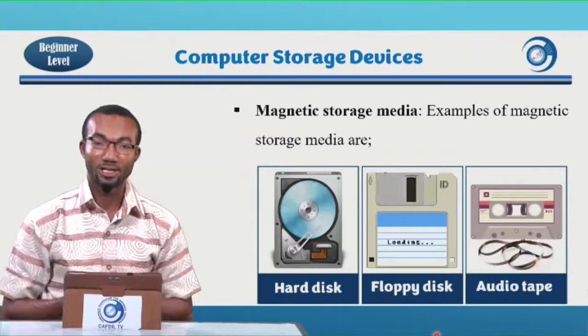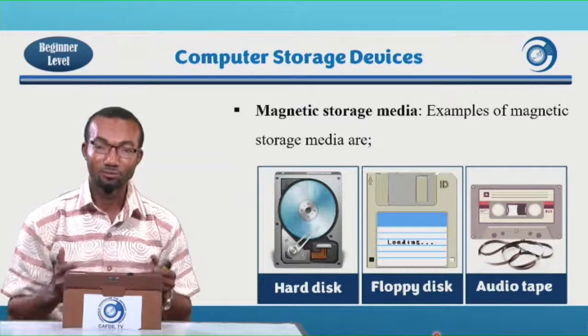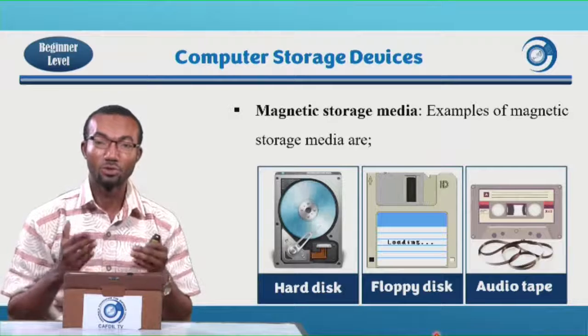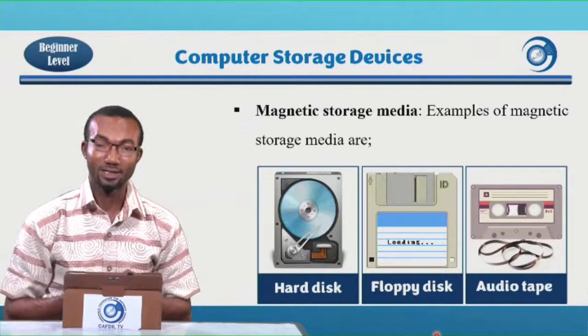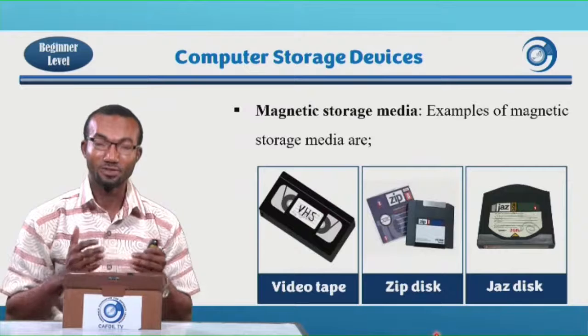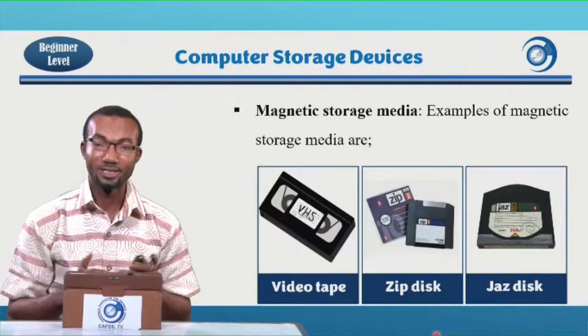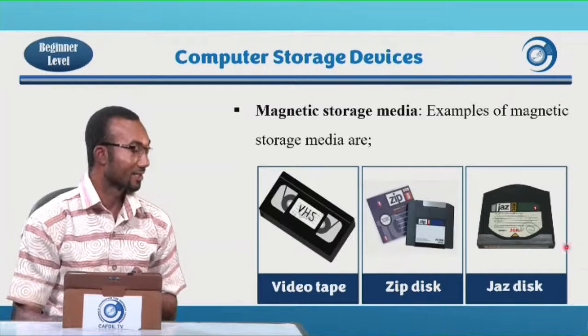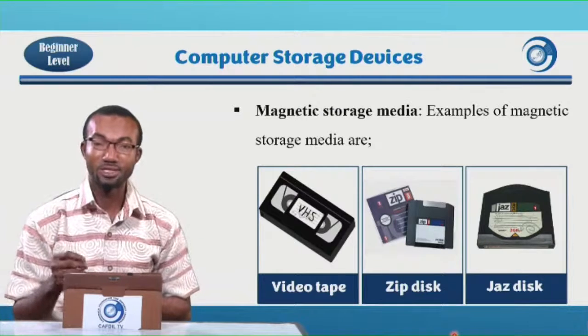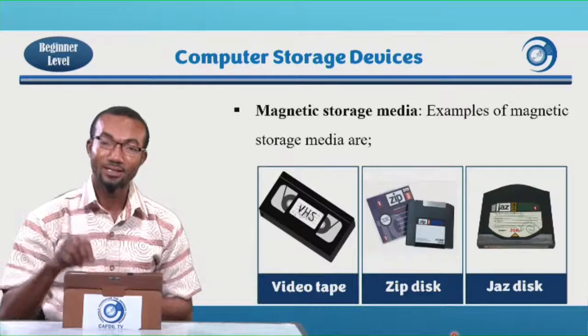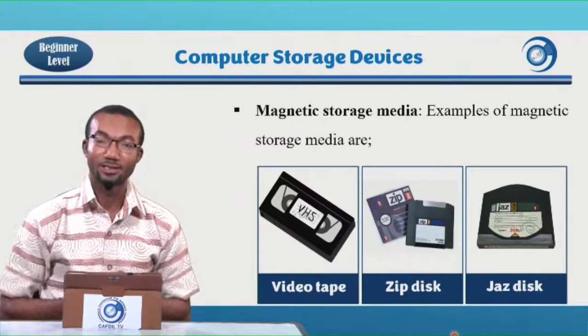And we looked at some examples for the magnetic, like the hard disk, floppy disk, and then the audio tape. We also have the video tape, the zip disk, and then the jaz disk. So these are all examples of magnetic storage media. They contain the information or data that we have.